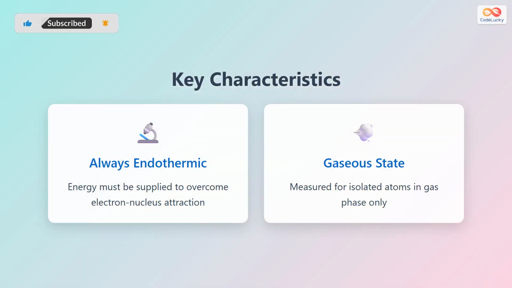Ionization energy has two important characteristics. First, it is always endothermic, meaning energy must be supplied to the atom. This makes sense because we need to overcome the attractive force between the negatively charged electron and the positively charged nucleus. Second, ionization energy is always measured for atoms in the gaseous state to ensure we are studying isolated atoms without intermolecular forces affecting our measurements.